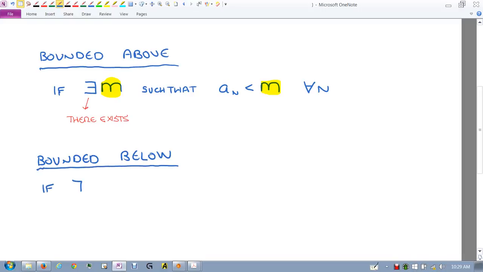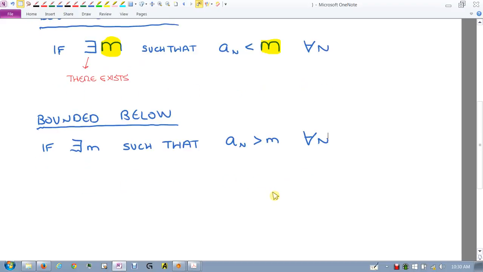If there exists a little m such that the inequality goes the other way, A sub n is greater than little m for all n, then we'd say it's bounded below. So this would be like a floor. It would be something that's always below the sequence. Do you all understand this? We're good?